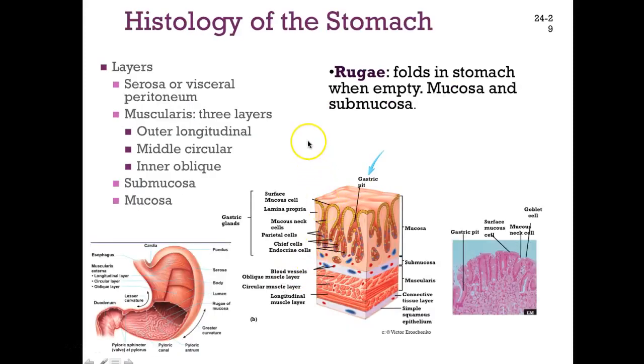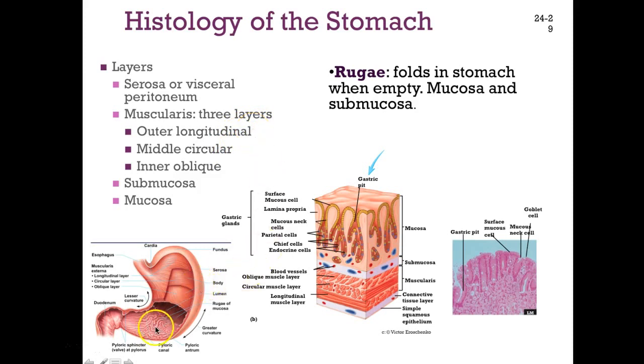So now some histology on the stomach. We are going to have those four layers we discussed: the mucosa, submucosa, muscularis externa, and serosa. So notice how our muscularis externa has three layers now. We have an inner oblique layer. So this means that the fibers are going in a diagonal. Then we have our circular layer as the middle layer and longitudinal as our outer layer.